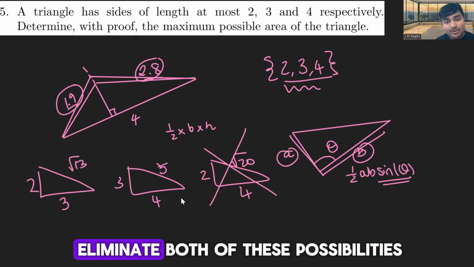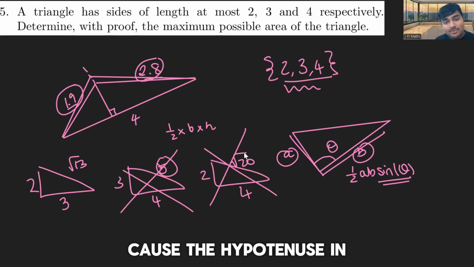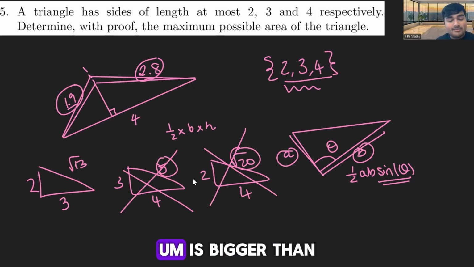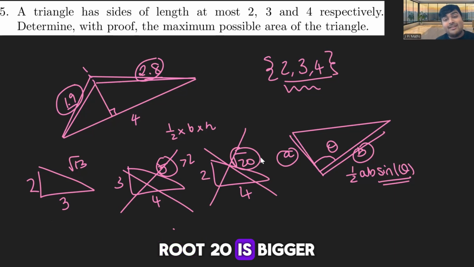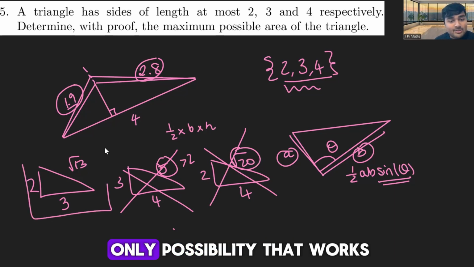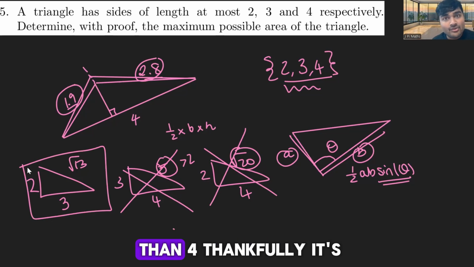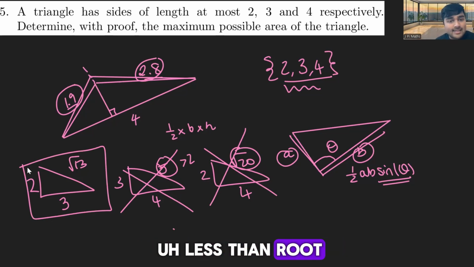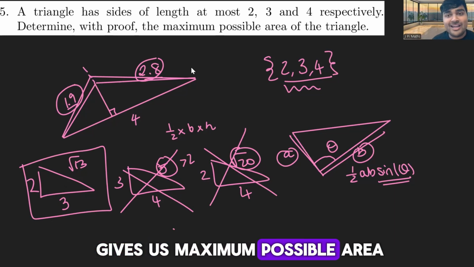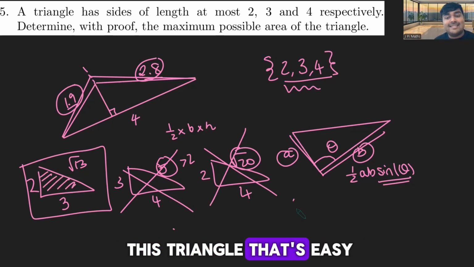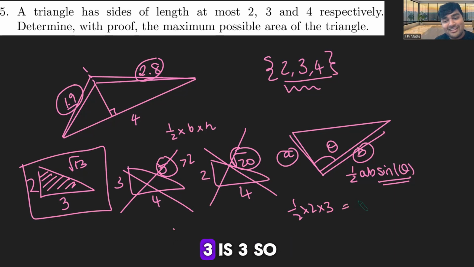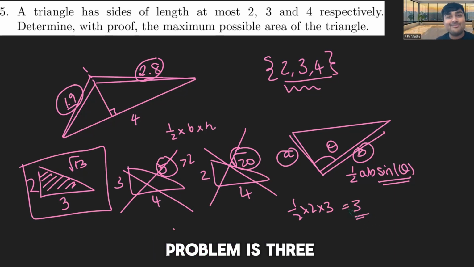However, we can eliminate both of these possibilities because the hypotenuse in both cases is too big. 5 is bigger than 2, which was what the remaining side length would have to be. Root 20 is bigger than 3. So this is the only possibility that works. Root 13 is less than 4, thankfully. It's less than root 16, clearly. And so this triangle is the one that gives us maximum possible area, satisfying these conditions. What's the area of this triangle? That's easy to compute. Half times 2 times 3 is 3. So the answer to this problem is 3.